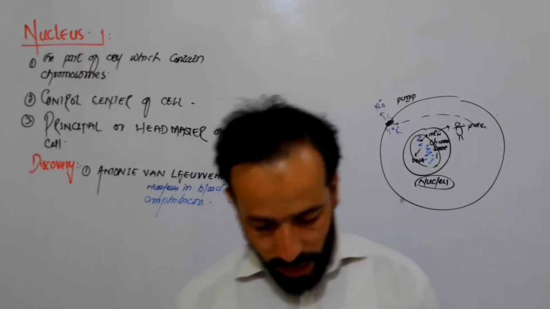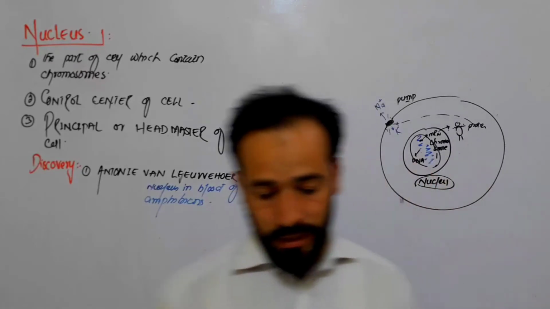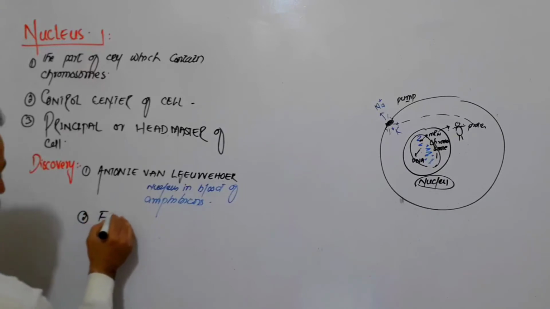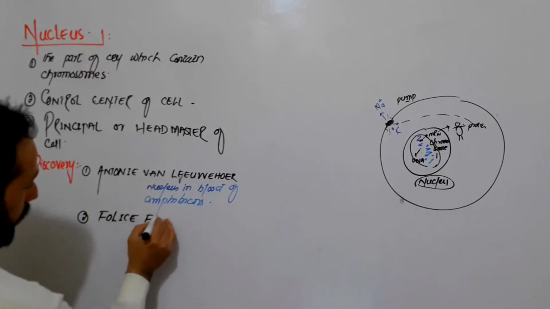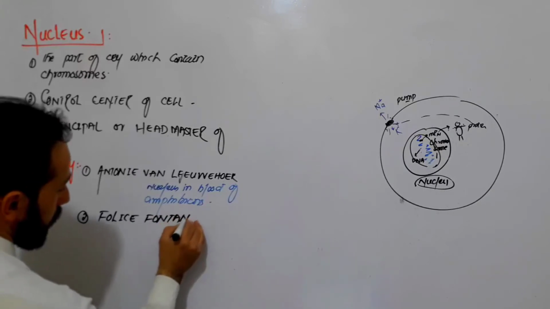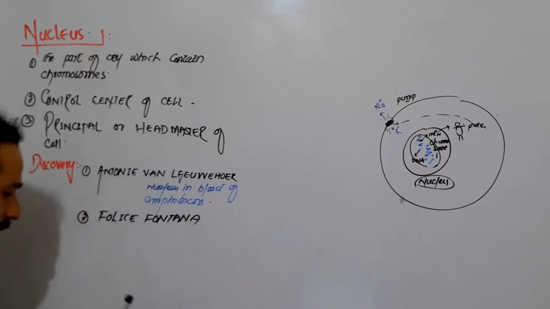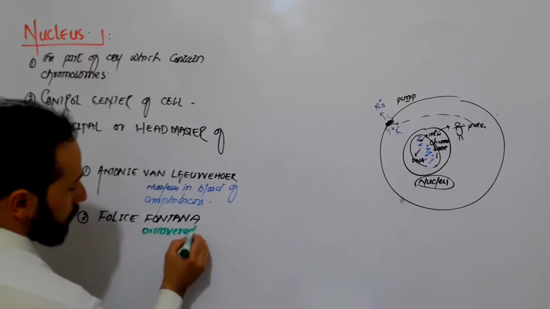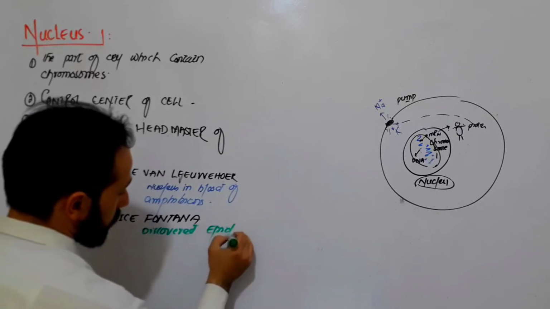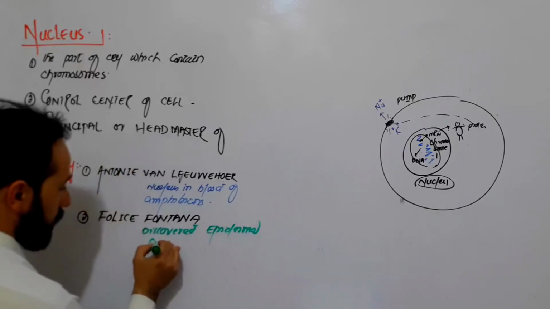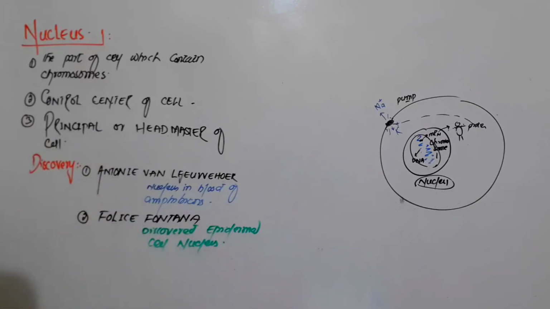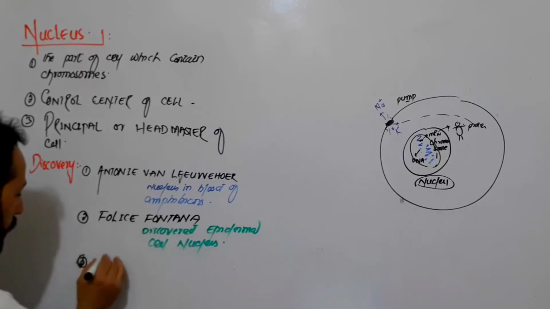Then the second scientist who came, his name was Follis Fontana, he discovered the nucleus in the epidermal cells, right? What did Follis Fontana do? He discovered the nucleus in epidermal cells.